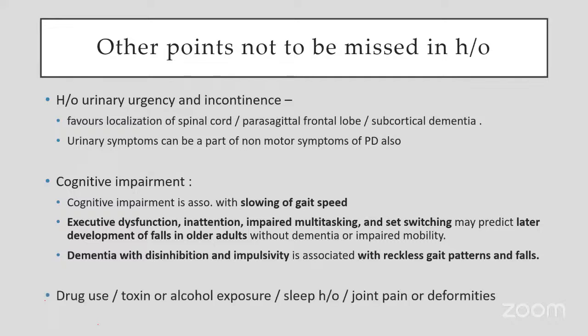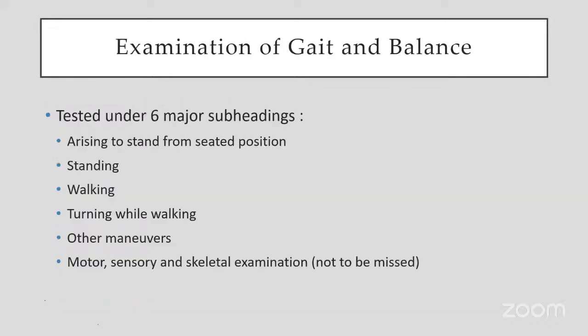We should also ask for history of drug use, such as any anti-epileptic use, any antihypertensive use, any drug which may affect the postural stability. We should ask for use of toxin or alcohol exposure, history of sleep, for cataplexy, excessive daytime sleepiness, and for joint pain or any joint deformities. And yes, sir, we should also not miss out on motor, sensory, and skeletal examination.